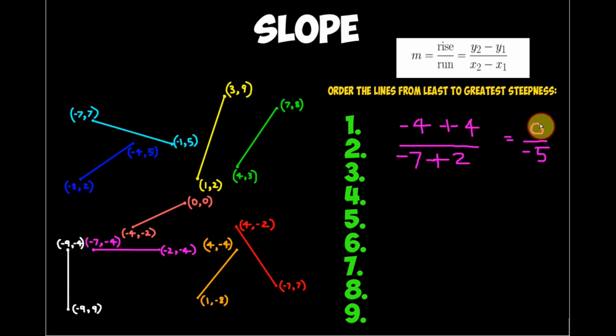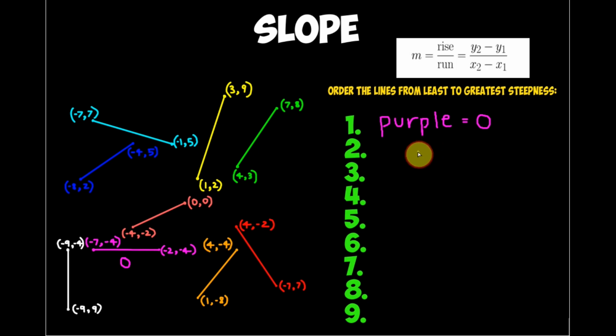So when 0 is on the top, you know that the slope is 0, because 0 divided by anything is just 0. So purple slope is 0. Therefore, it is the least steep out of all of them. So I'll just write it down. And let's move on to this pink right here.